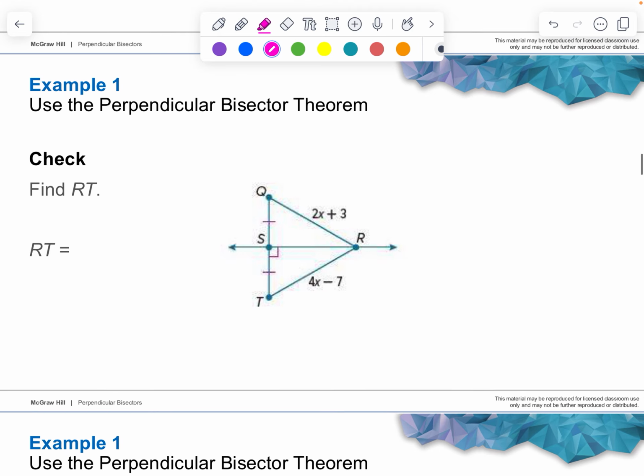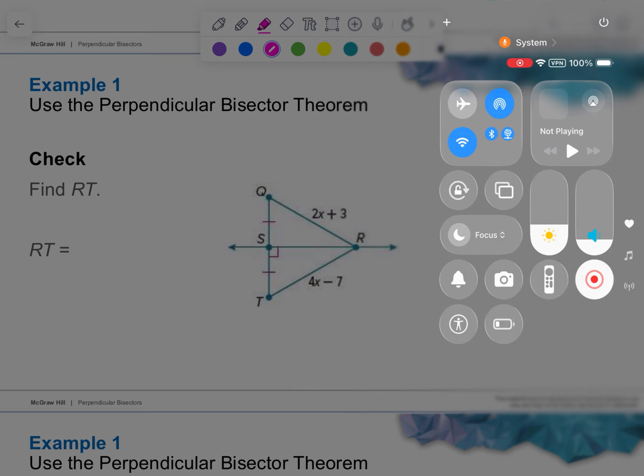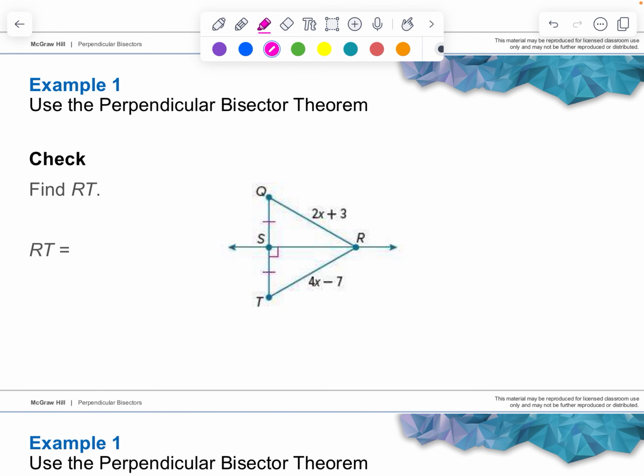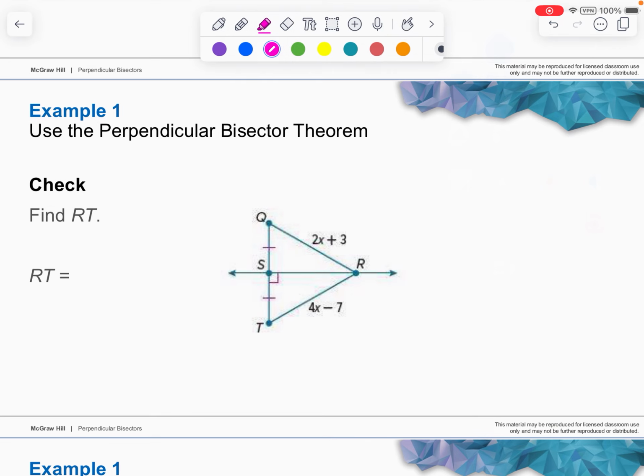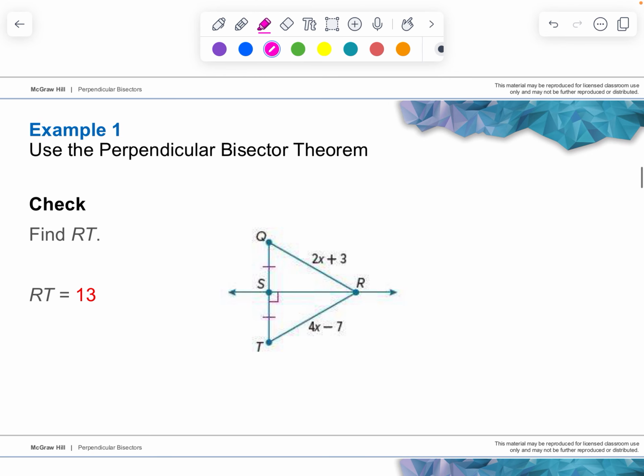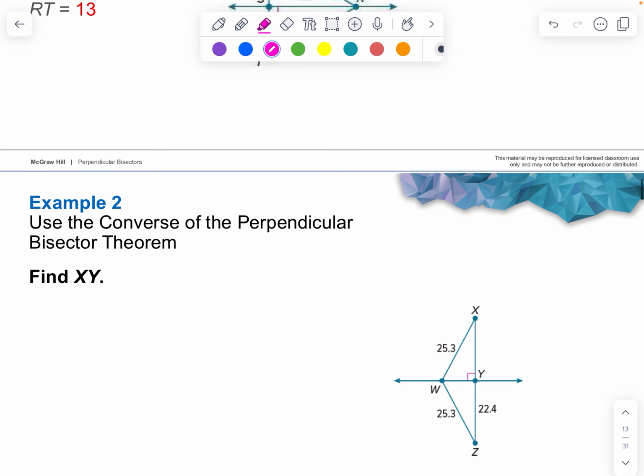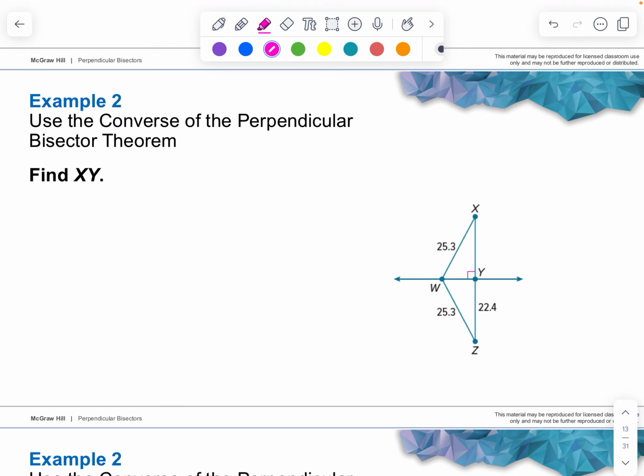Now, you go ahead and solve this, and then come back and check. All right, did you get that RT is equal to 13? All right, let's go on to example 2. So now we're going to use the converse.